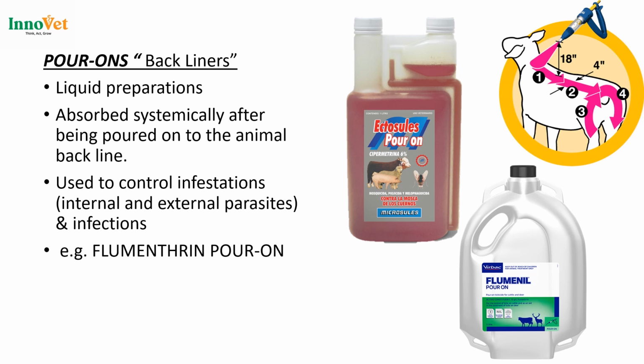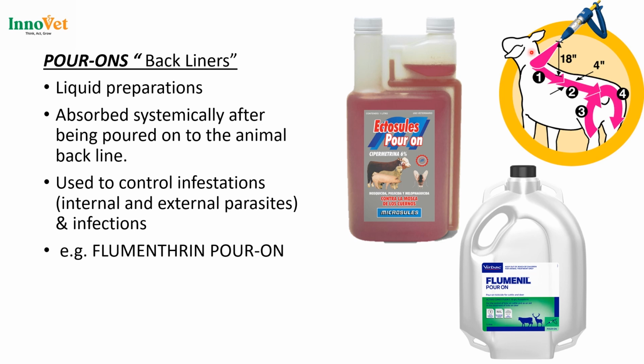The pour-ons, which are also referred to as backliners, they are liquid preparations, and these, they are absorbed systemically after being poured onto the animal's backline. For instance, this picture here is showing how these backliners will work.